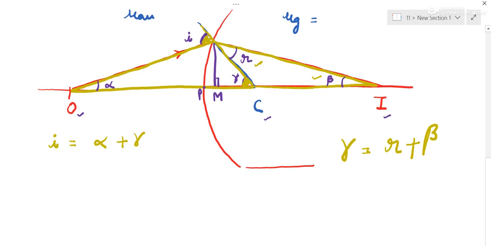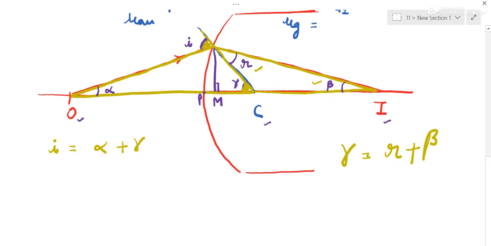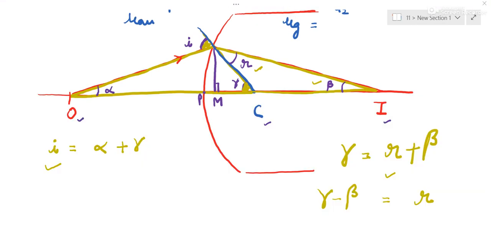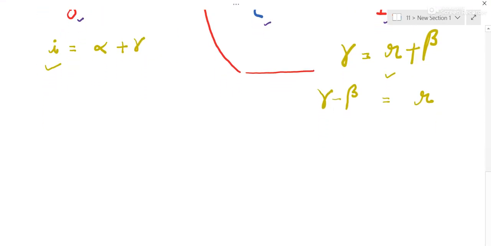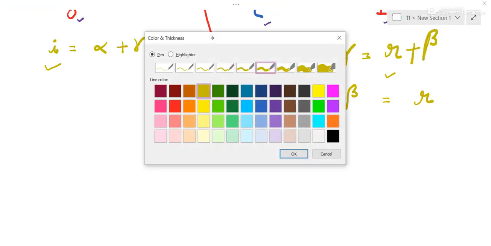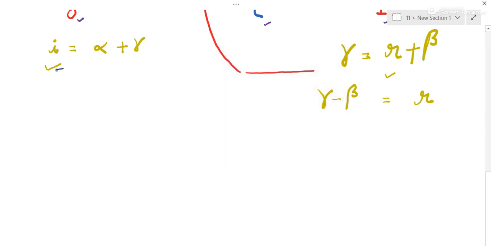So you'll have to draw the ray diagram very carefully and establish the relationship of I and R. I need R. So R is gamma minus beta. Then you have to take a pause after obtaining this relation. Now I'll write I and R once again. So this is I and this is R. Just keep it in mind.